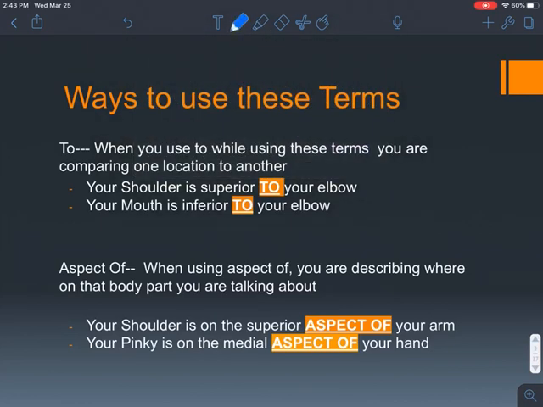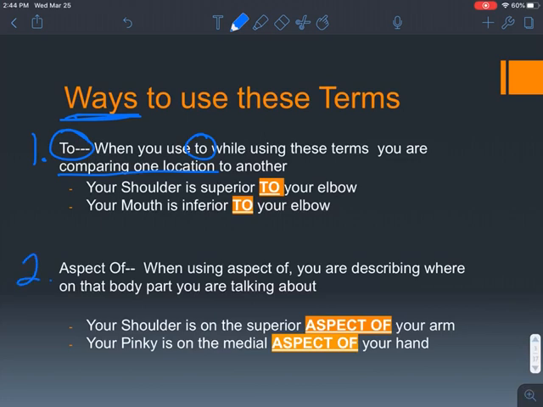There's one thing I want to make sure to remind you. Usually I do this in person, but we'll have to do it like this. There are only certain ways you can use this terminology. There are two ways. The first way is using "to." When you use "to" with these terms, you are comparing locations. Here are two examples. Your shoulder is superior to your elbow. It's not on your elbow, it's past it, above it or below it.